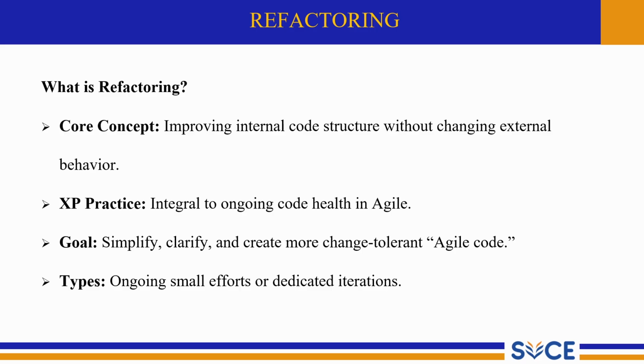Refactoring can be done in two ways. Continuous refactoring: small improvements done regularly during development. Planned refactoring: dedicated refactoring sessions or sprints focused only on improving the code. Both approaches help maintain code quality over time. Overall, refactoring keeps the software clean, maintainable, and ready for future changes without breaking the functionality.